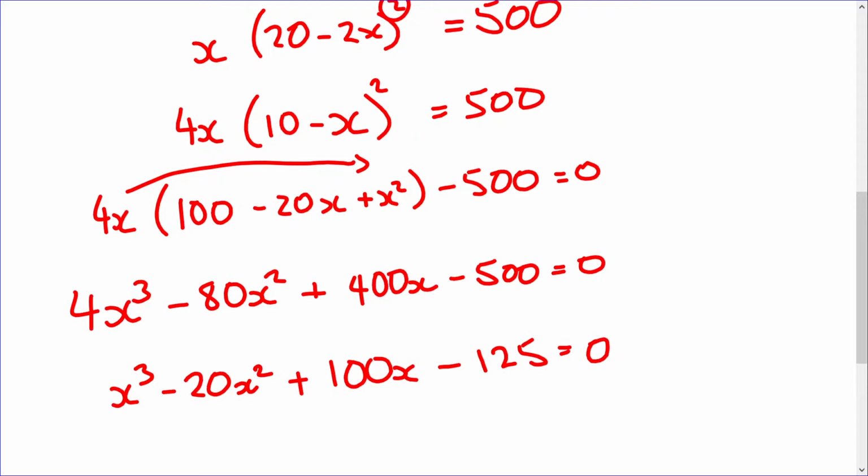Now, this is where it's important that we need to factorise this to find 3 values of x, because we've got a cubic function. And I know from before in part C that x minus 5 was a linear factor.